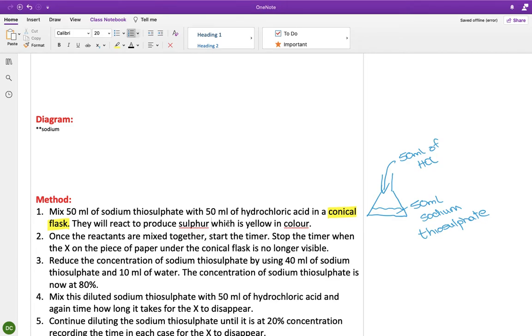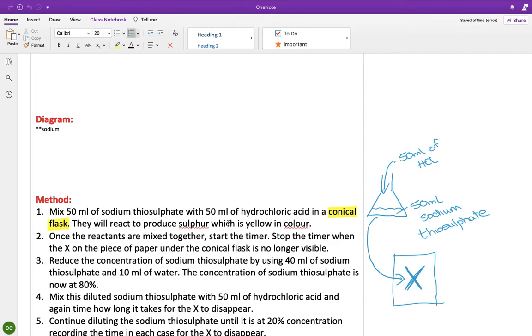Sulfur is like a yellowy color, doesn't smell great either. So what we're going to do here, and I'll show you the other one, is that you're going to put a piece of paper down on the desk. On that piece of paper, you're going to put a big black or red X, use a marker for a black or a red X. And you're going to put the conical flask on top of the X, okay? So you'll be able to look through the sodium thiosulfate and see the X.